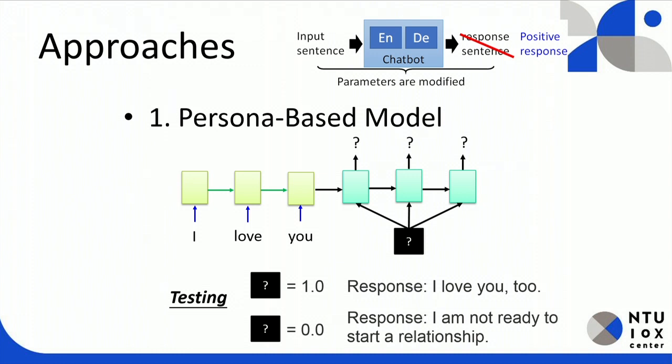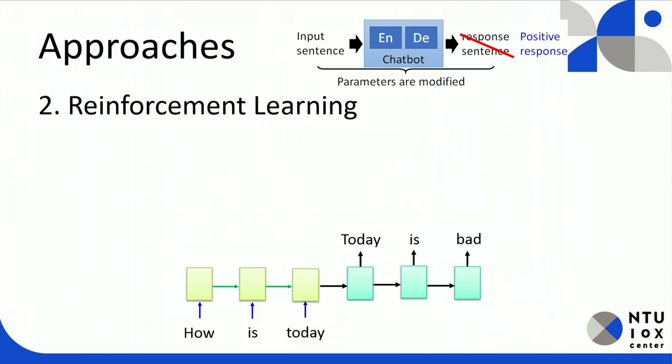So this is not what we want. During the testing, we want the chatbot always to be positive. So we will set the value to be 1.0 during the testing time. This is the persona-based approach. Then the second approach we use to modify the parameter of the chatbot is reinforcement learning.